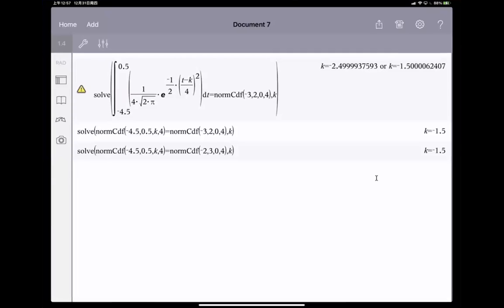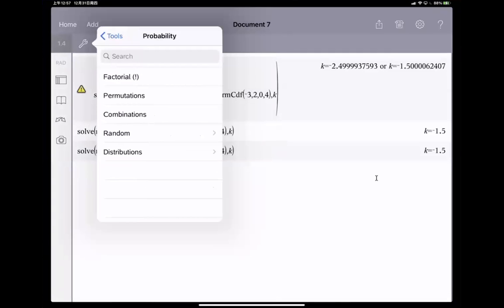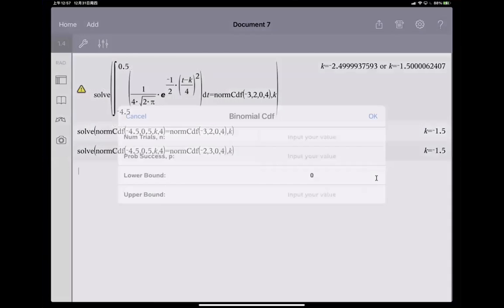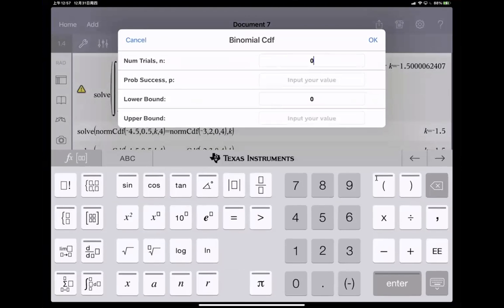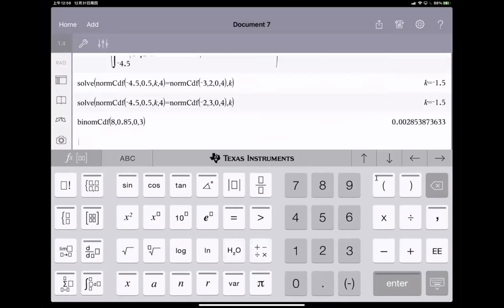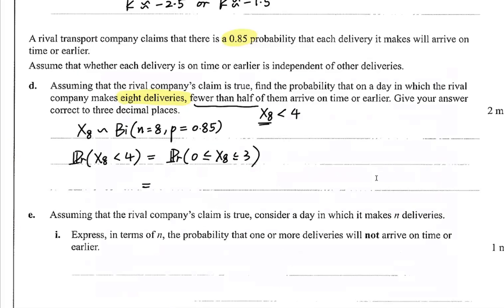Grab your magic friend CAS calculator and press probability distribution by binomial CDF. Go from 0, now, number of trials 8, probability of success is 0.85. Start from 0, end at 3. The probability will be that number, and you need to round that to 3 decimal places. 0.00285 blah blah blah, approximately equal to 0.003. Okay. All right.